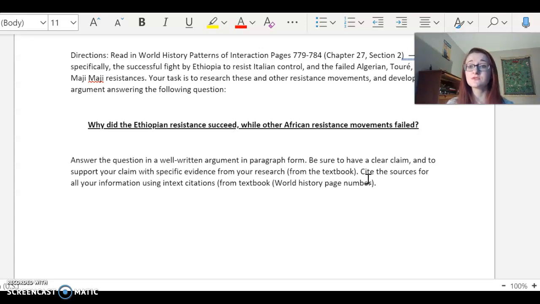My college prep students, you just have to use the textbook. That's the only source. Although if you would like to expand out and do further research, you're more than welcome to. You're just going to make sure that you cite all additional sources.